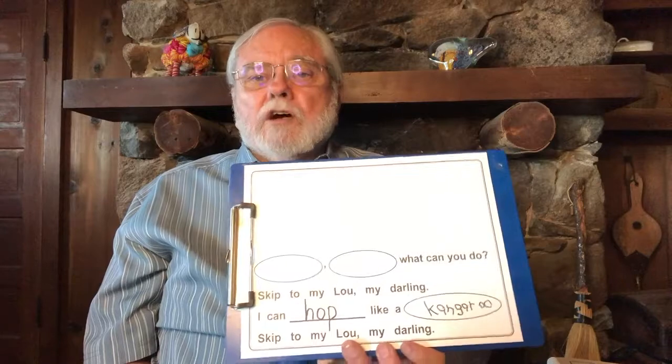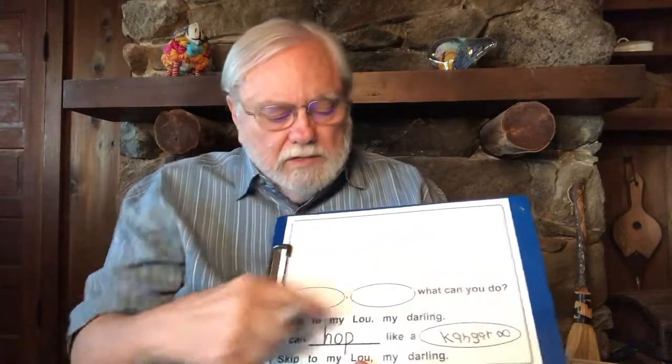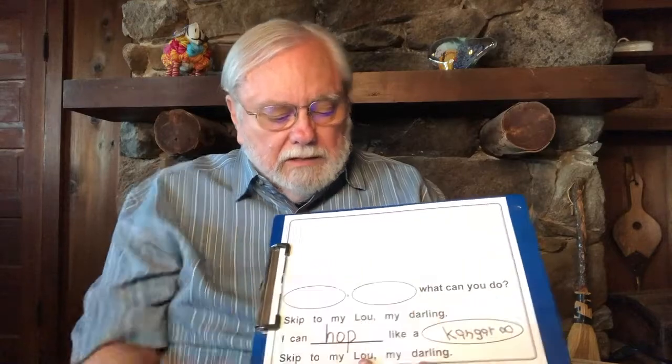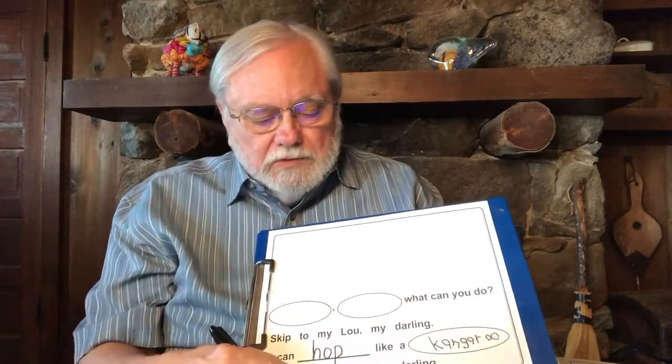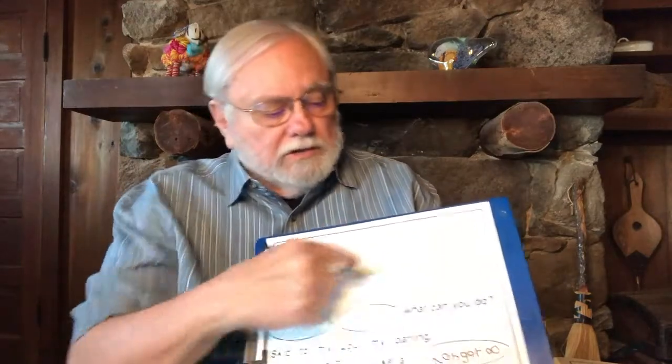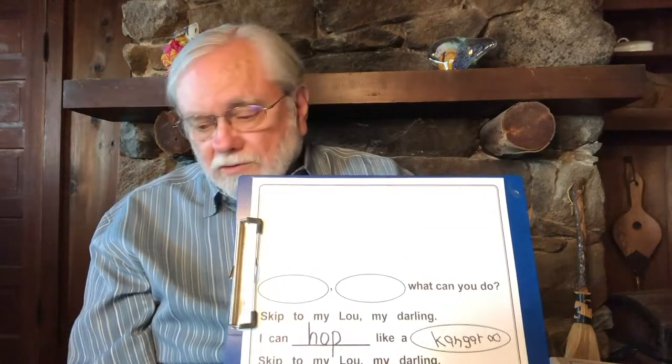And now let's sing it together. So let's say this is John's paper. It would do this. "John, John, what can you do? Skip to my loo, my darling. I can hop like a kangaroo. Skip to my loo, my darling." And so John could draw a picture of himself hopping up here. Or if you want to use jumping instead, you can do that.